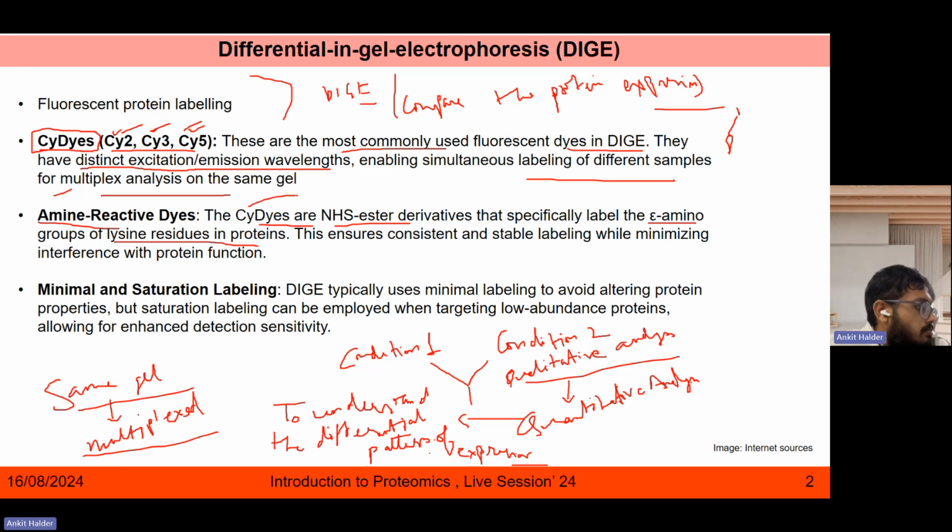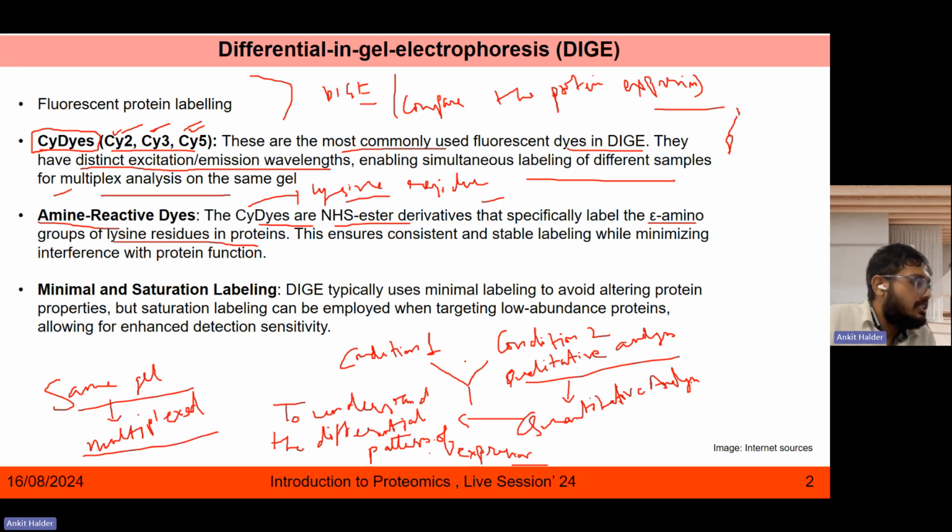So the CyDye makes a bond with lysine residues. This helps us label the protein effectively, because in any protein there will be some lysine residues. Our dye would be able to go and bind to those particular lysine residues and give the labeling. And after the labeling is done, since Cy2, Cy3, and Cy5 have different excitation and emission wavelengths, that enables different labeling of different samples and gives the multiplex analysis in the gel.